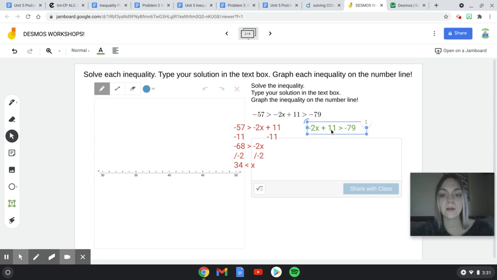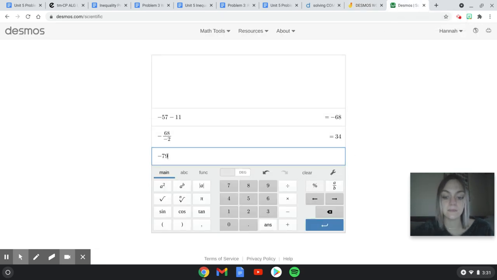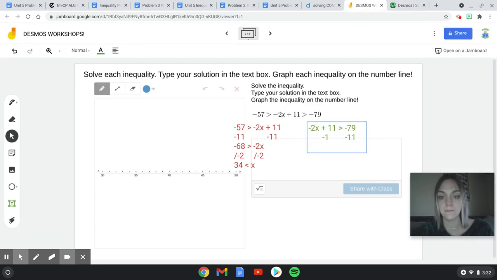Now I'm going to come over here and I'm going to solve this piece of the inequality. So again, I've got to get rid of this plus 11. So I'm going to subtract 11 from both sides. So I'm looking at negative 79 minus 11, which gives me an answer of negative 90. So I'm just going to move this negative 2x over here. Bring my inequality sign down, and my answer was negative 90.